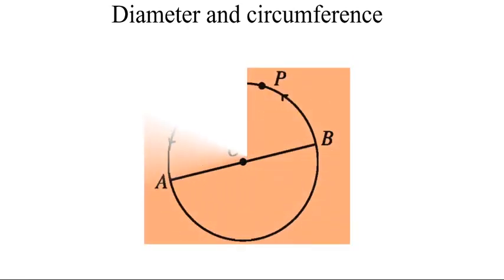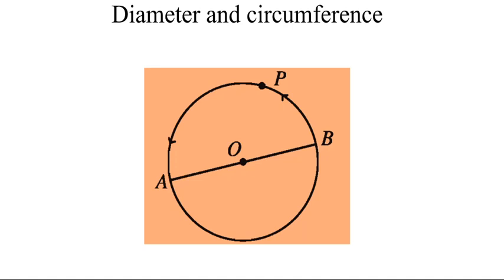Now, diameter and circumference of a circle. See this figure. In this figure, AB is also a chord which passes through the center O. In that case, we call the chord a diameter of the circle. The length of a diameter is also called the diameter. The arcs made by the diameter AB are equal. They are known as semicircles. Any chord that passes through the center is a diameter.